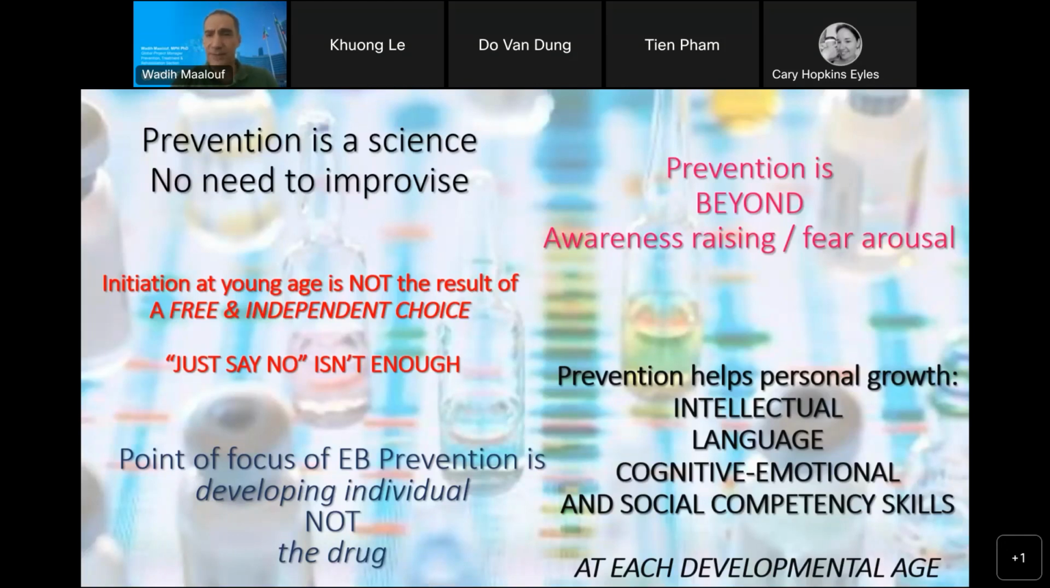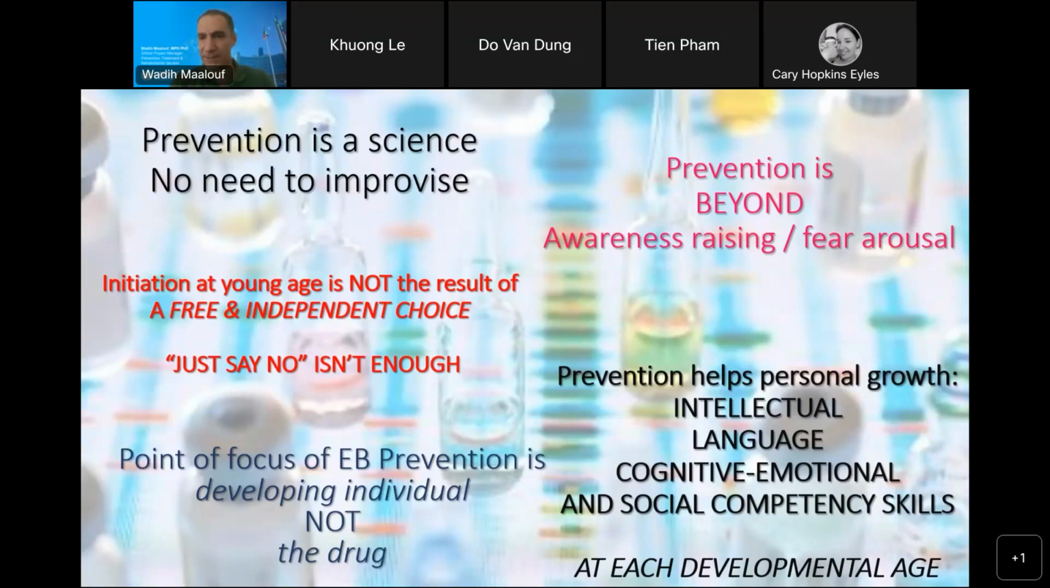The second important message is that science reflects the fact that prevention of drug use goes beyond just raising awareness about drugs and talking about the dangers of drugs. That is only scratching the surface. And I will talk in more detail about how we provide that message of convincing them it is beyond awareness raising.